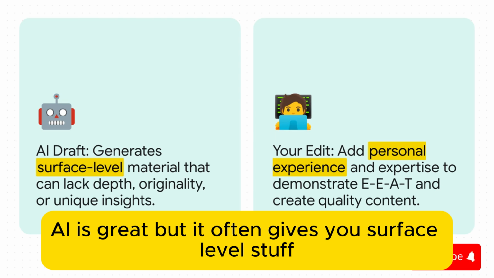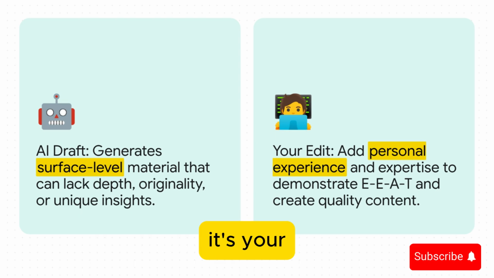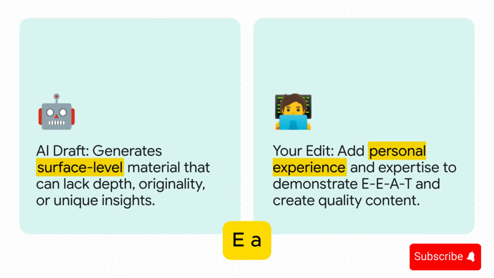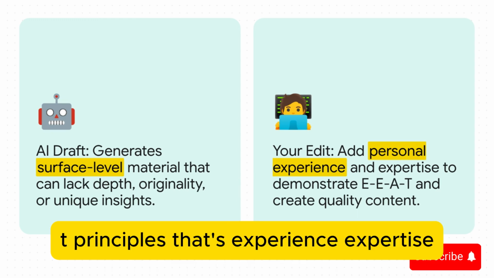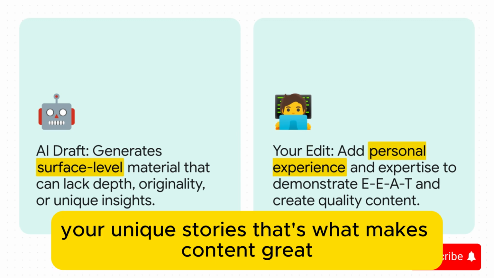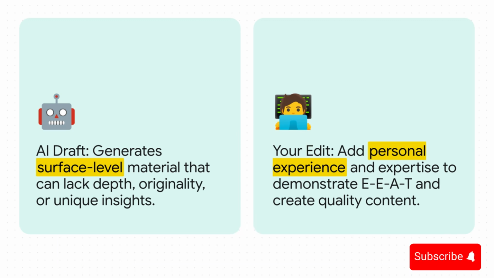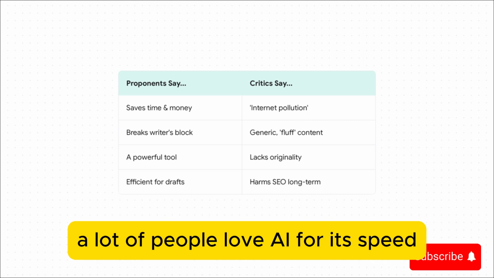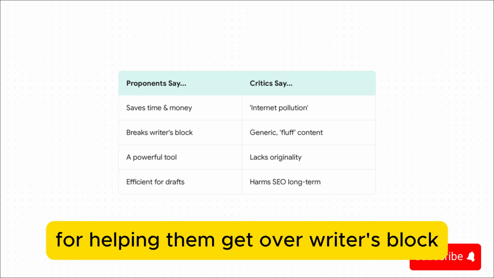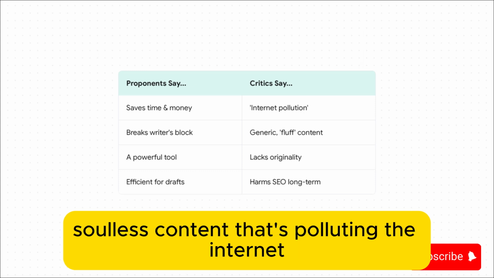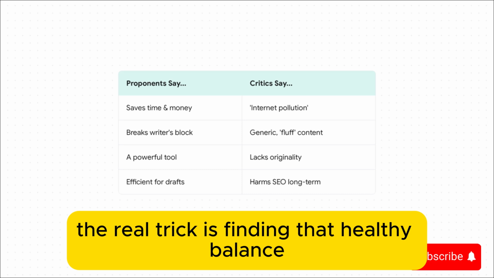AI is great, but it often gives you surface-level stuff. It's your job to add that human element that Google's looking for with its EEAT principles. That's experience, expertise, authoritativeness, and trustworthiness. Your unique stories, that's what makes content great. If you look online, people are kind of all over the place on this. A lot of people love AI for its speed, for helping them get over writer's block, but others are worried it's just creating generic, soulless content that's polluting the internet. The real trick is finding that healthy balance.